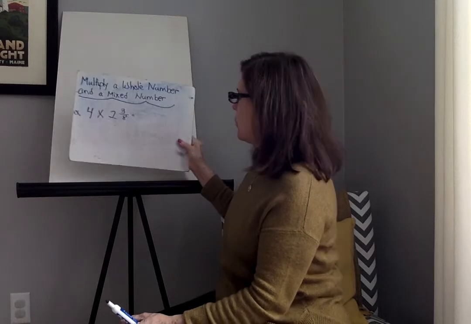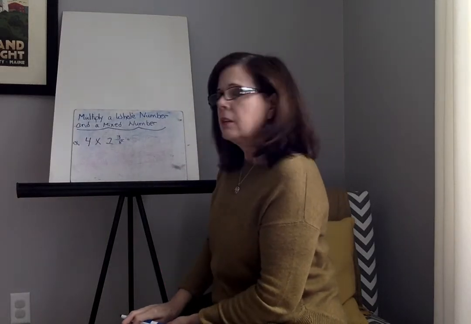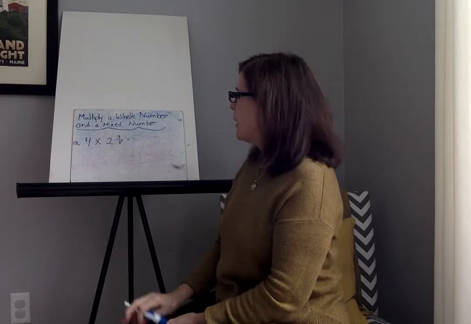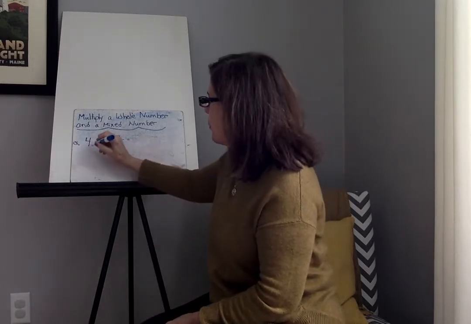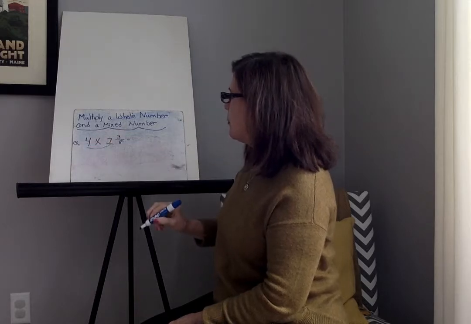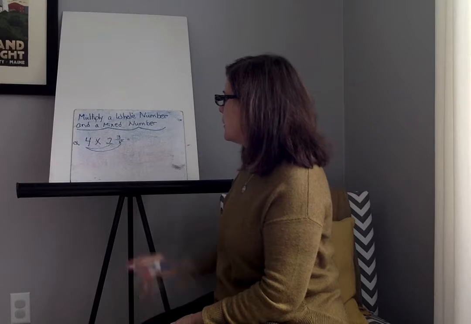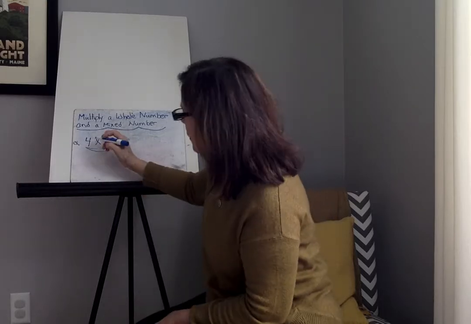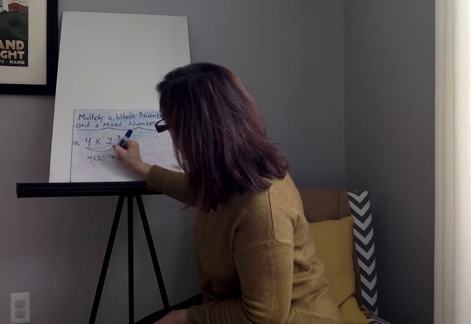Let's just try one. It's not a word problem, it's just an example. Okay, so 4 times 2 3/8. So remember, we're going to multiply by the whole numbers, and then we're going to multiply by the fraction. So 4 times 2, we know, is 8.